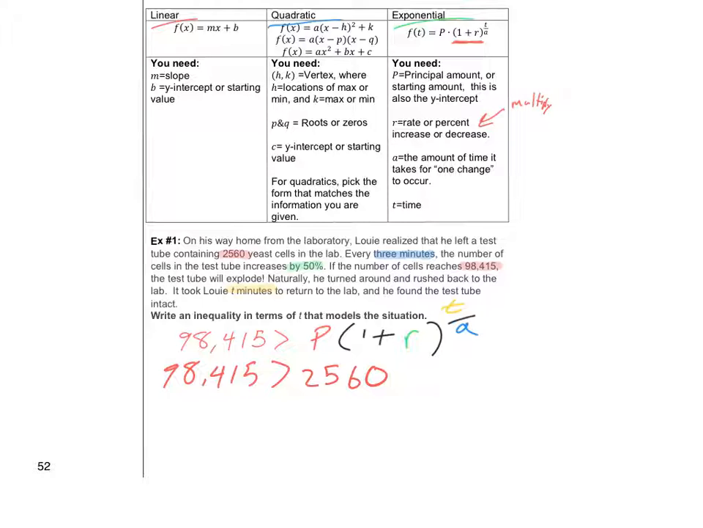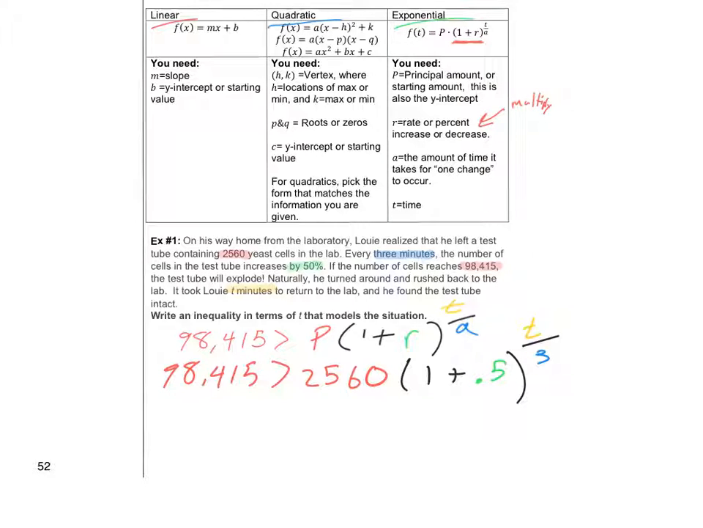And then we have 1 plus the r value. Remember, the r value is the rate or percent increase. They're telling us it's 50%. So I'm going to write 0.5 for 50%. It's the same thing. The t value, that's my variable, so it just stays just like that. The a value, well, remember they said that this happens every 3 minutes. It goes up by 50%, so the a value is just 3.